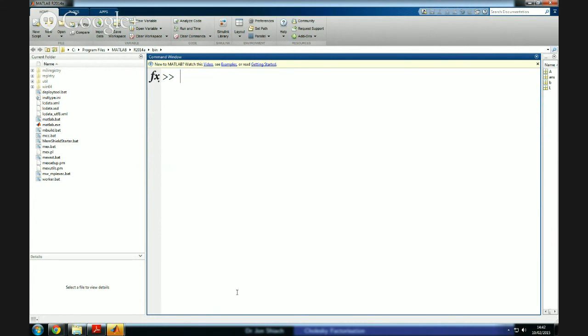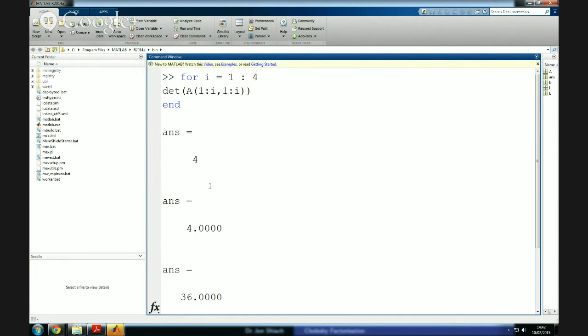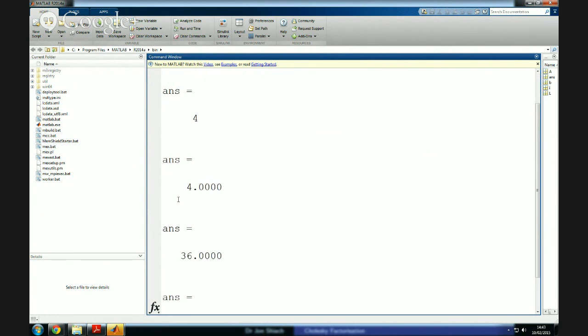Or what you can do is list all the determinants of the principal minors, sorry, of A. So loop through 4 rows. This calculates the determinant of the first i rows and i columns. So the first principal minor was 4. Then we had another 4, then we had 36, then we had 526. So that is a positive definite matrix.